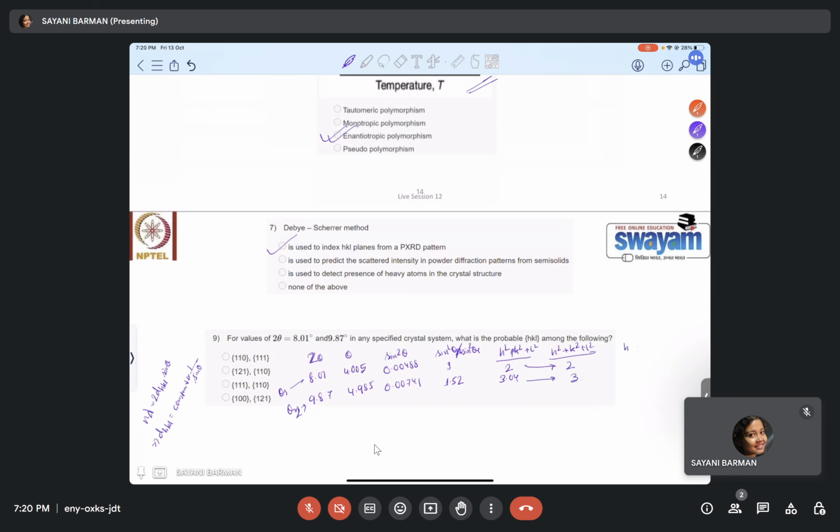Now we'll find what the value of hkl will be so that h square plus k square plus l square equals 2. So it is 110. You can write it as 101 or 011, etc. And the next one, is there any option with 110? Yeah, the first option. So the first will be the option. Next one is 3. 3 is very easy: 1 square plus 1 square plus 1 square.